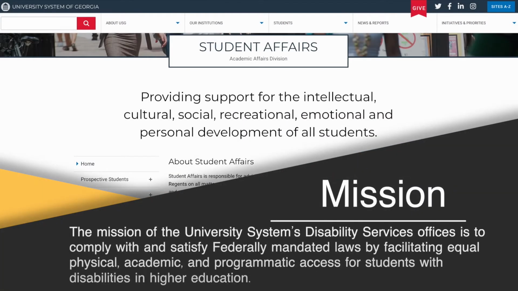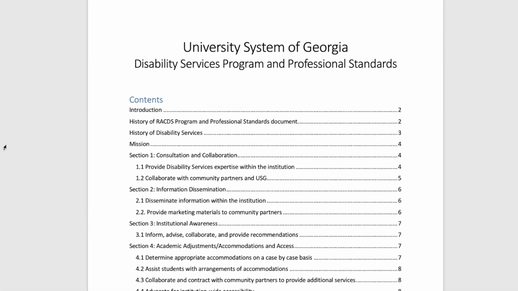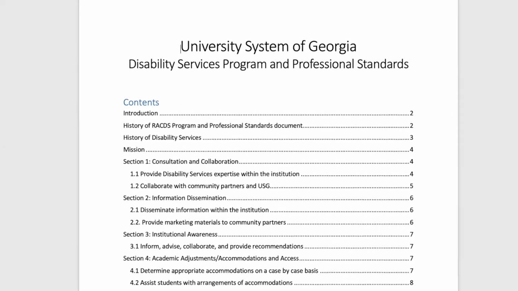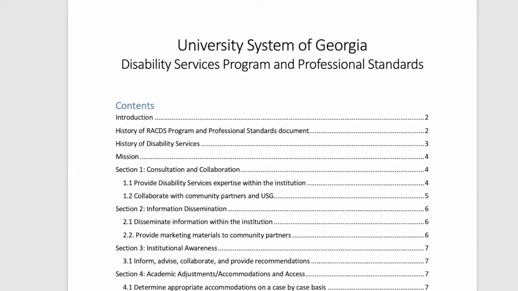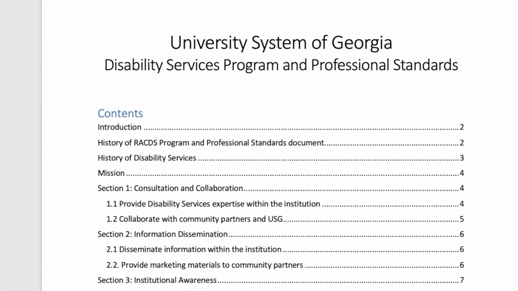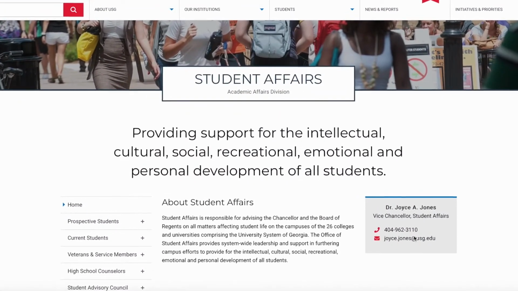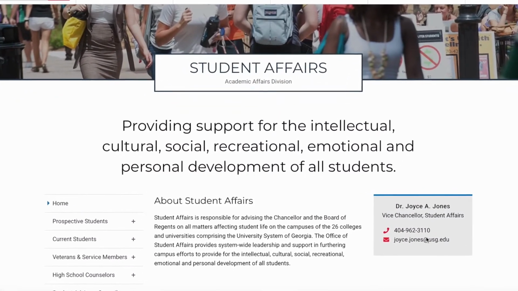The mission of the University System's Disability Services Offices is to comply with and satisfy federally mandated laws by facilitating equal physical, academic, and programmatic access for students with disabilities in higher education. To support the mission of Disability Services Offices, the program and professional standards were created by the RACDS in 2010 and updated in 2016 to reflect the current state of disability services. The program and professional standards are available on the USG Student Affairs website.